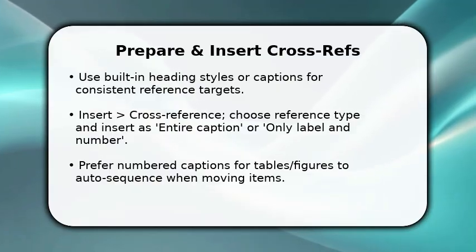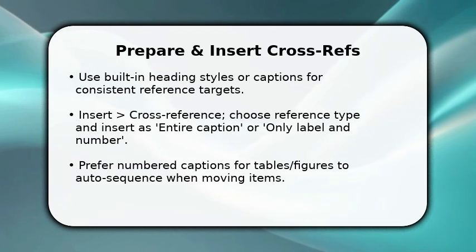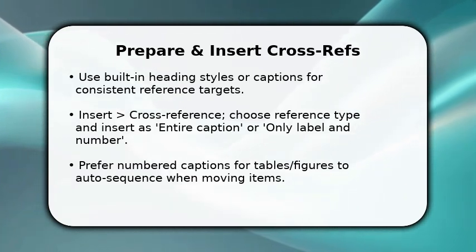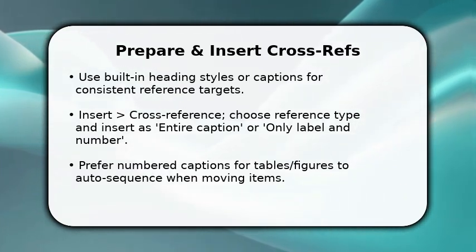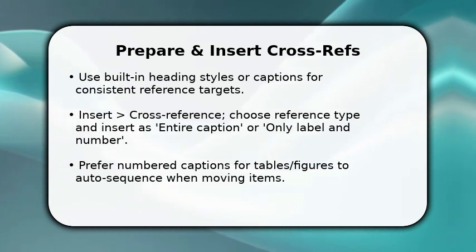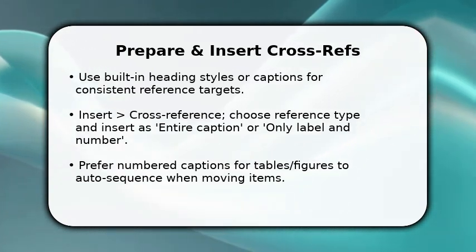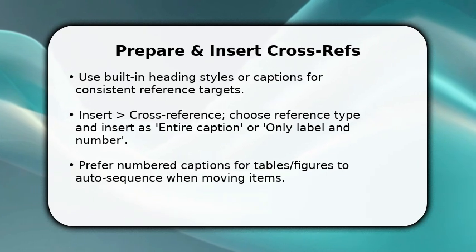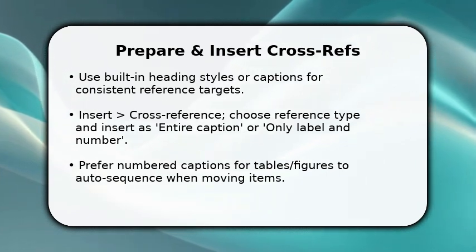You start by confirming that headings and captions use word styles so cross-references point to stable targets. Open the Insert Cross-Reference dialog, choose the reference type, and pick whether you want the page number, paragraph text, or label and number. Insert the reference.